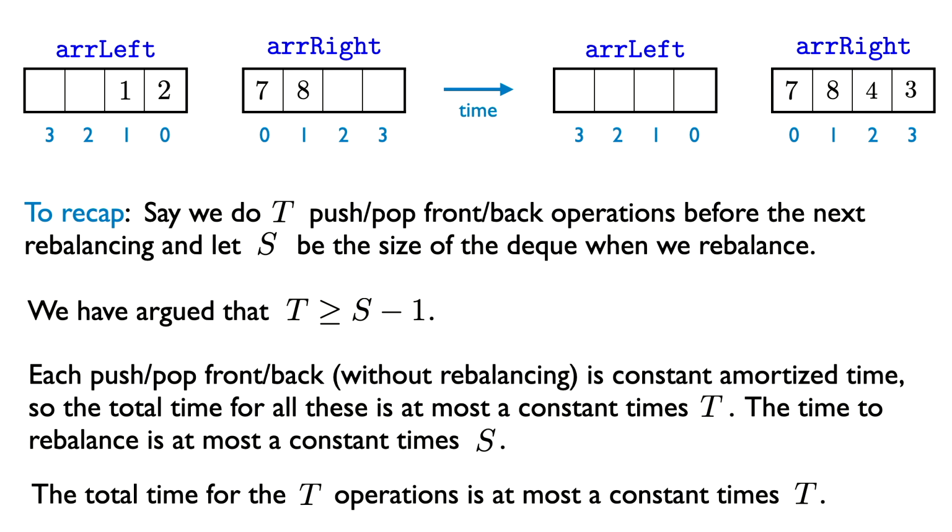So a constant times t plus S is still just a constant times t. So the total time to do all these push-pop operations plus the rebalancing is a constant times t. And we did t operations, so therefore each operation on average just takes constant time.